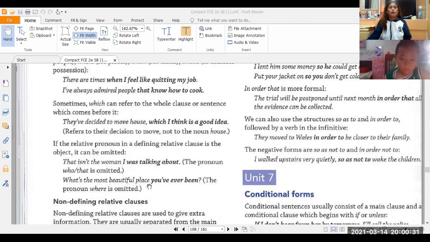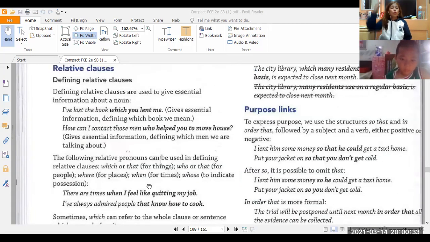Before I show you the YouTube video, I would like to discuss relative clauses in defining and non-defining. Defining relative clauses are used to give essential information about the noun, like, I've lost the book which you lent me. It defines which book you mean.